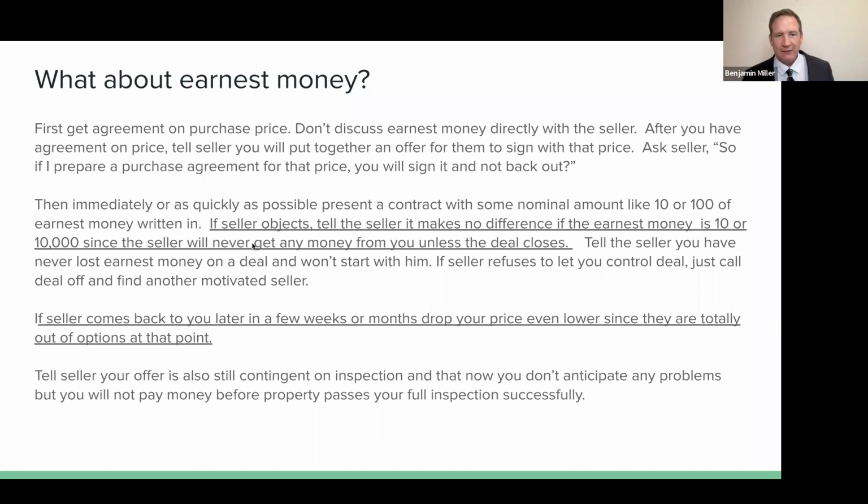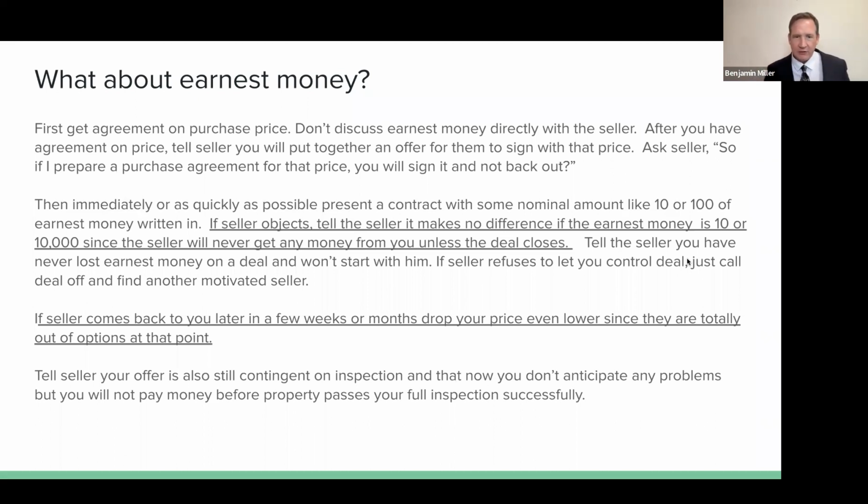Well, if the seller objects like this, you want to tell the seller that it makes no difference if the earnest money is 10 or 10,000, since the seller will never get any money from you unless the deal closes. And that's so important to just explain it to them like that so they don't get confused. So you're going to say, well, Mr. Seller, whether it's 5,000 or 10,000, you're not going to ever get any money from me unless the deal closes.